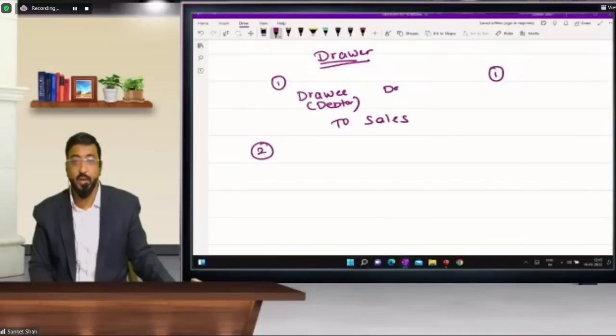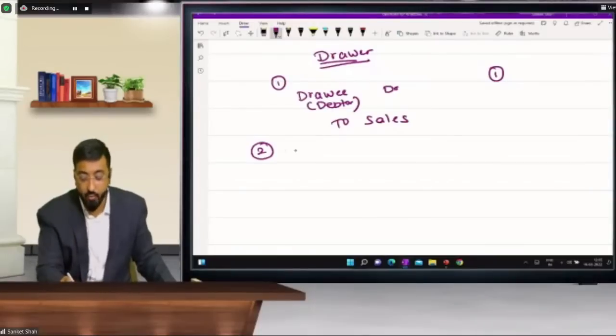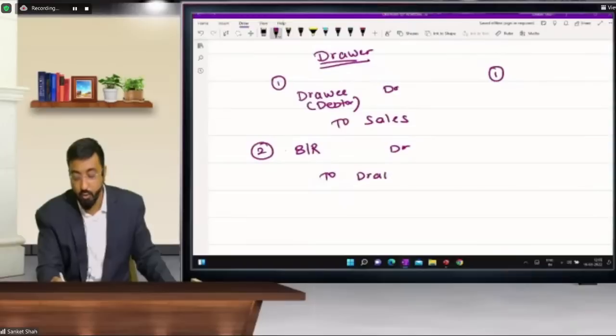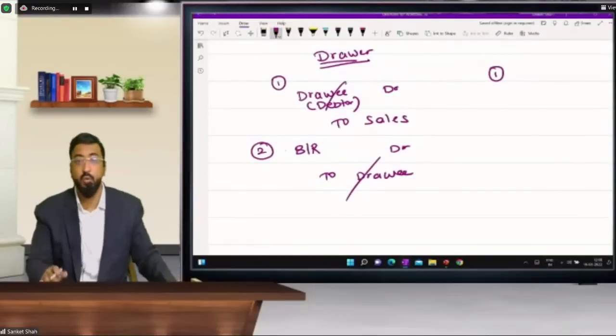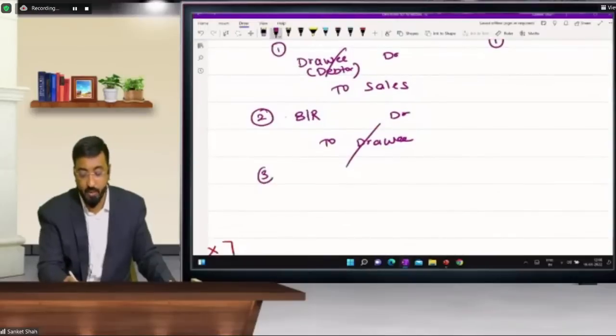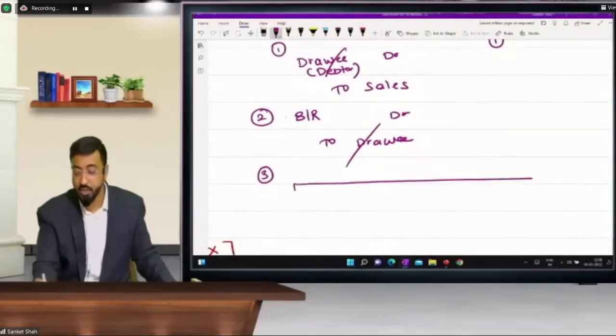So drawee is showing debit balance. Then he withdraws a bill. So bills receivable account debit to drawee account. You can check the drawee account is getting cancelled, and bills receivable account is open and sales account is still open. Now 4 situations I'm going to write over here. First situation, no entry, because this is bill retained.